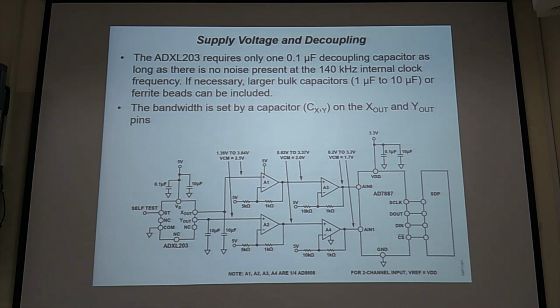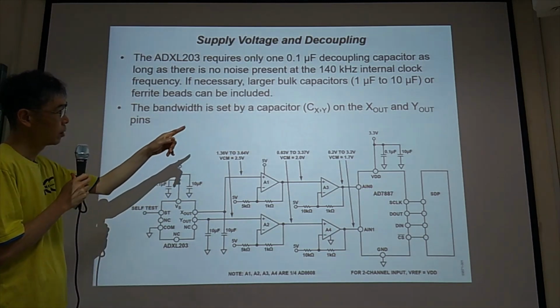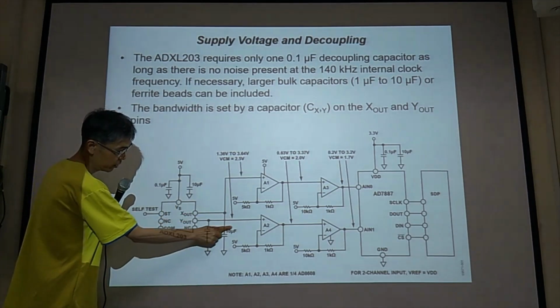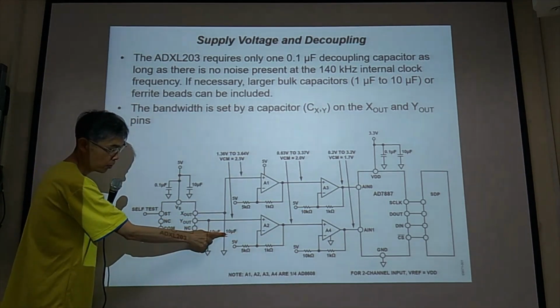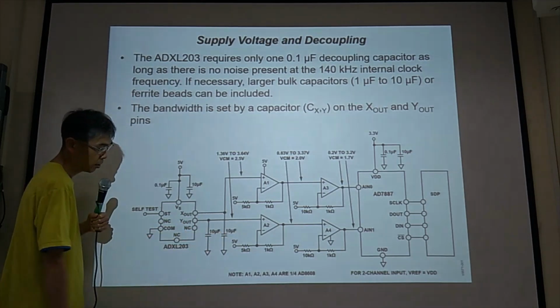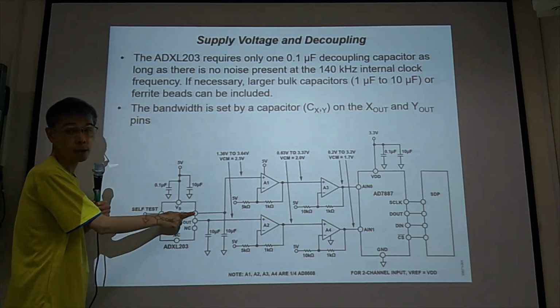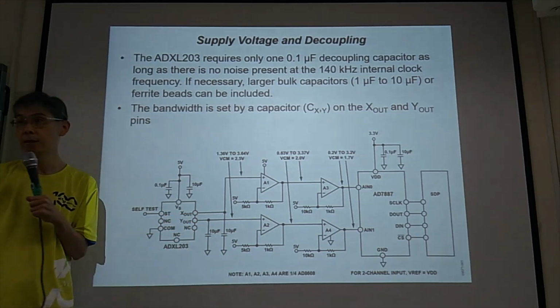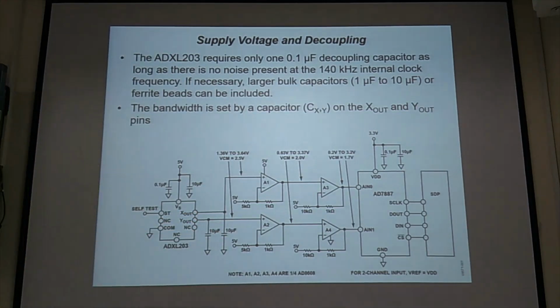Then we have CXY. So this is X output, this is CX. We add this capacitor here, and this one, Y out. So this is CY. And we have output resistance. So the R and C combination creates a filter, an RC filter. So the bandwidth is 1 divided by RC is the frequency.